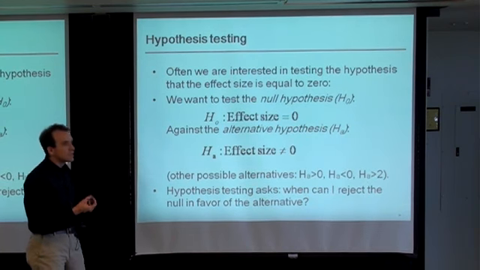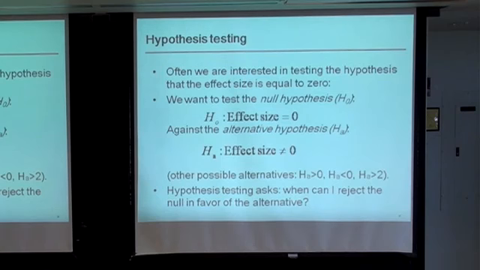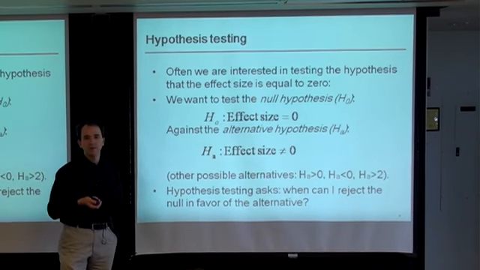And as we saw, essentially the confidence interval gives you a way to do that. It's saying if the null is outside the confidence interval, then I can reject the null.